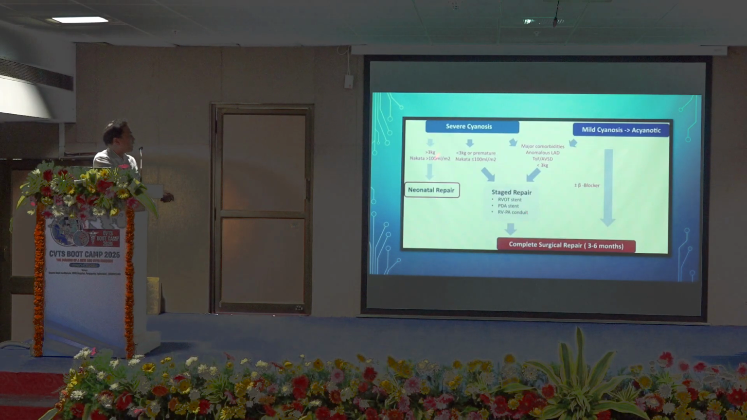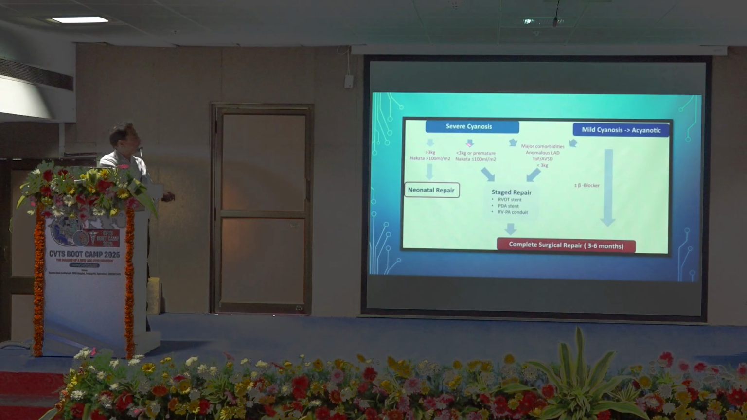So this is a very useful thing to express. If the patient is having mild cyanosis and there are no major comorbidities, just start some beta blocker and wait for 3 to 6 months. Usually, in Western countries, they operate at the age of 3 months. But in India, in most of the centers, we prefer to operate between 6 months to 1 year of age. There are certain centers who operate at the age of 3 months as well.